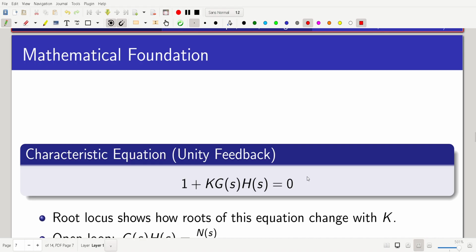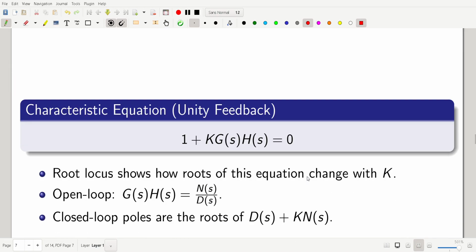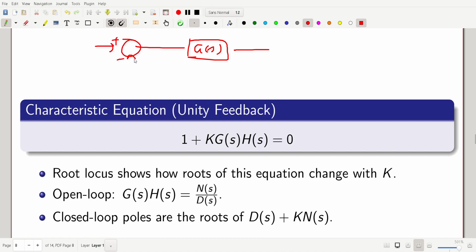Now for the mathematical foundation of the root locus, this is the characteristic equation. As we know, we generally deal with a unity feedback system, so this is a G(s) system, with plus or minus feedback. In a control system we generally deal with negative feedback, because only then can the error be reduced. So this is my output, and this is my reference.